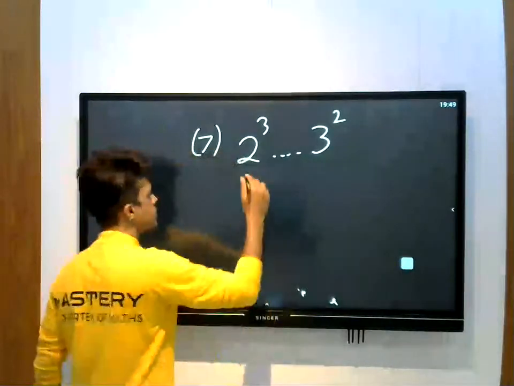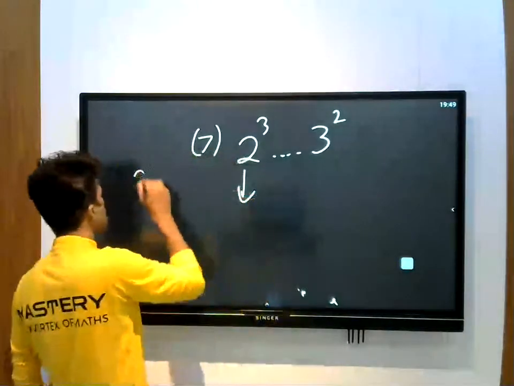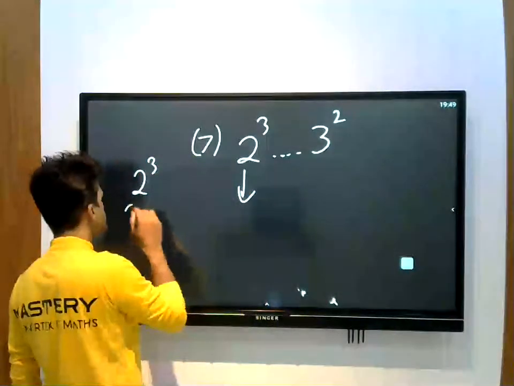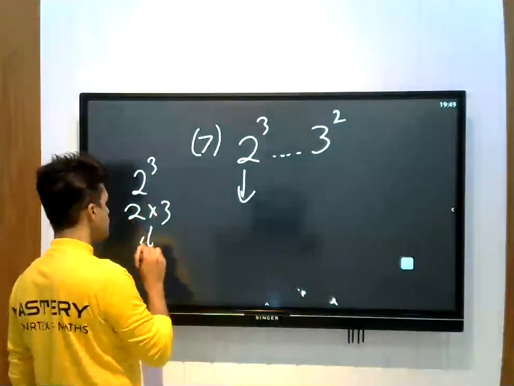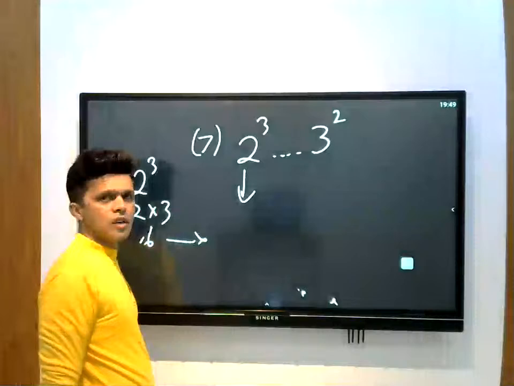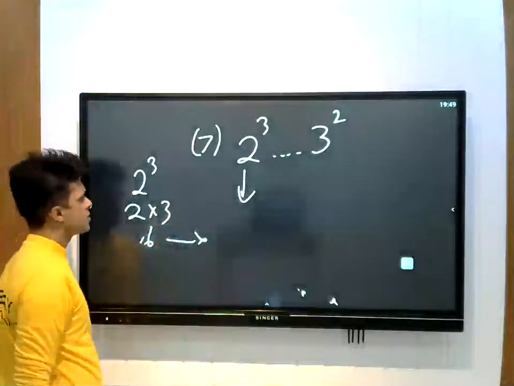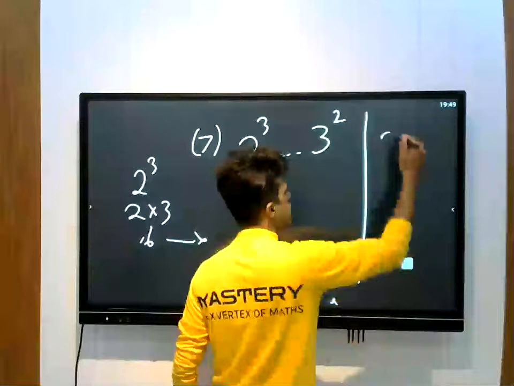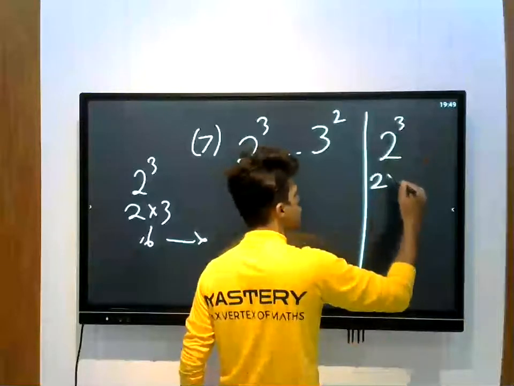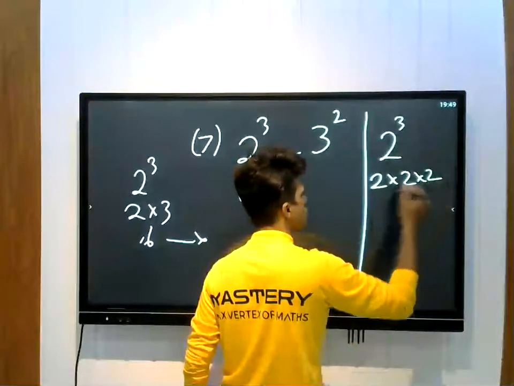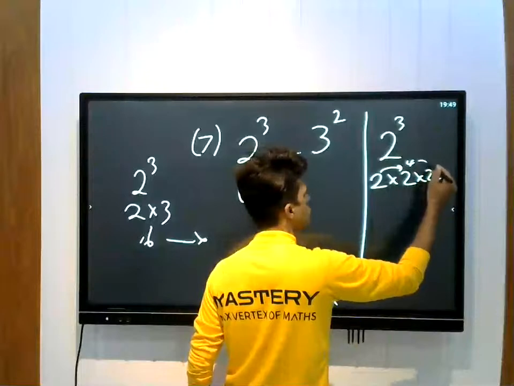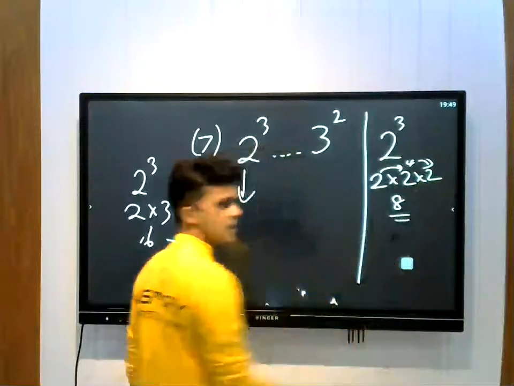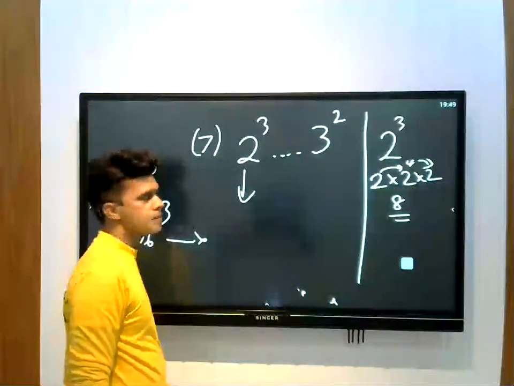What is the meaning of this? 2 to the power 3 does not mean 2 times 3. That is wrong, so you can't write that 2 times 3 is 6. Then what should be the value? 2 to the power 3 means we need to multiply 2 times 2 times 2. 2 times 2 is 4, and 4 times 2 is 8. So here the answer is 8.